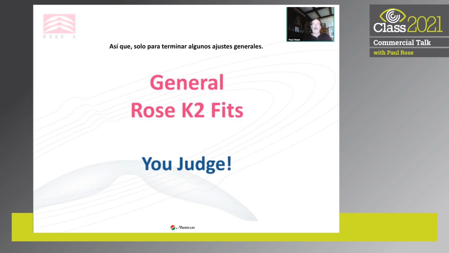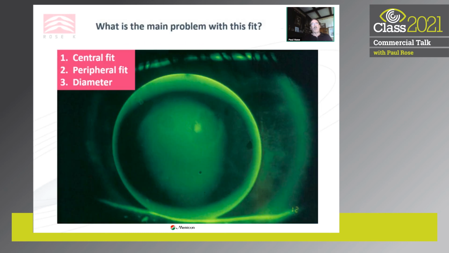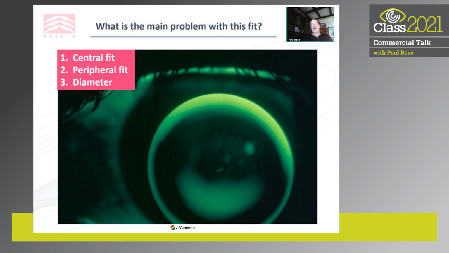So just to finish up, some general fits. What is the main problem with this fit? Remember the order that we approach the fitting in. Even though we can see some staining here, little bubble here, the lens is riding low. What does that tell us? The main issue that you're going to address first is the lens is steep. I cannot see that feather touch that we're looking for with that determining the correct base curve. Here's another one. And what's our clues here?